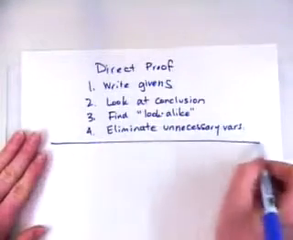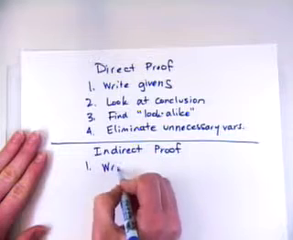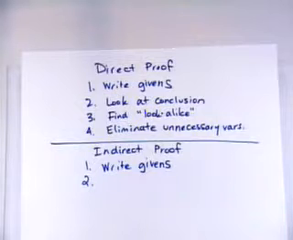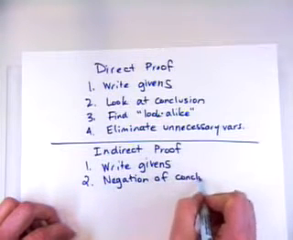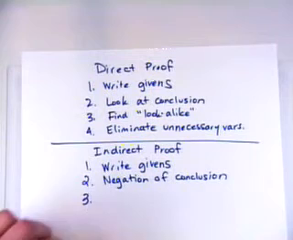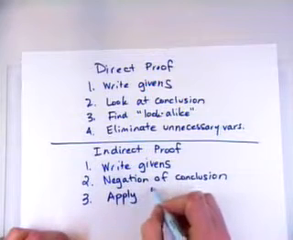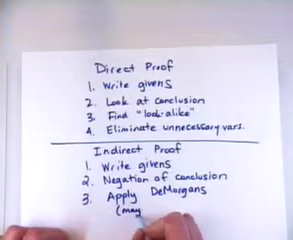I'd like to give you the same thing for doing indirect proof. Again, we write our givens. But what's the next step in a proof by contradiction? Negation of the conclusion. Then we write the negation of the conclusion. After we write the negation of the conclusion, we apply De Morgan's, if possible. Well, it is possible. But what might we have to do first? You can only apply De Morgan's if we have an and or an or. But if we have an implication, we'll have to do another step before we can do De Morgan's. So you may need to use the implication rule also.